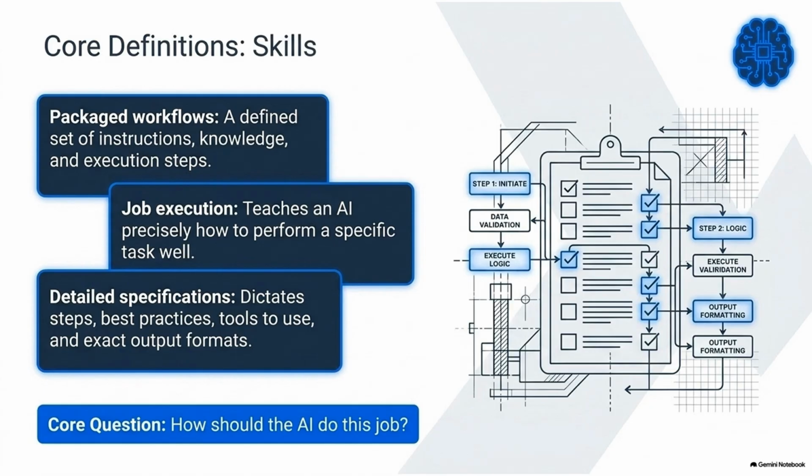Now skills. A skill is a packaged set of instructions, knowledge, and execution steps. Where MCP gives access, a skill teaches the agent how to precisely perform a specific task well. The steps to follow, the best practices, the tools to use, and the exact output format. So the core question here is different. How should the AI do this job?